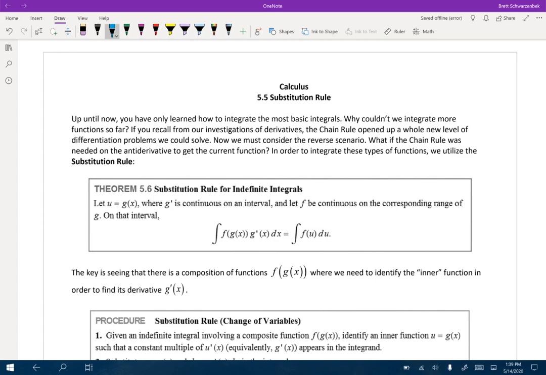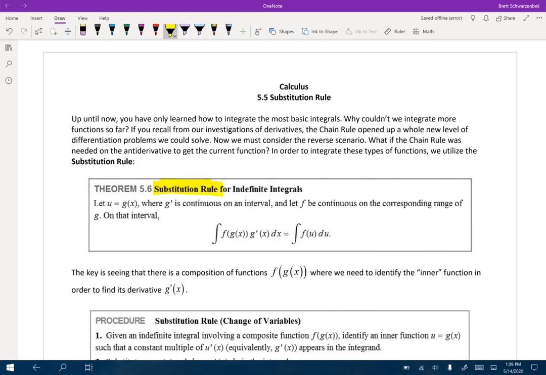But just like when we were dealing with the derivatives, we were limited until we got to the chain rule, and then the chain rule opened up a whole spectrum of more problems that we could do. Now we're in the same boat. So we're now going to approach problems where the derivatives were found from the chain rule, and now we have to go in the other direction. So what rule is that? We call that the substitution rule.